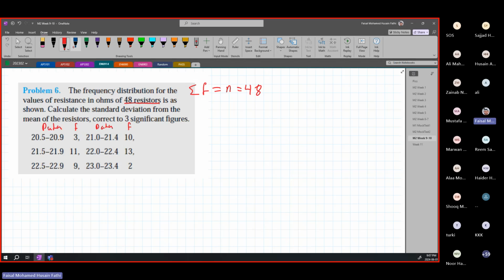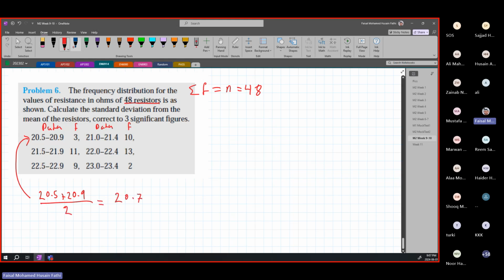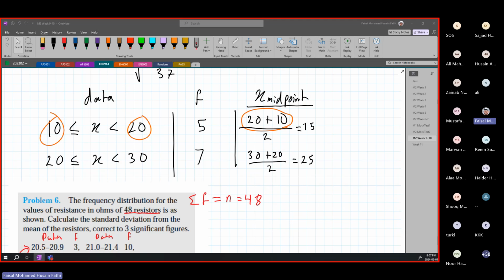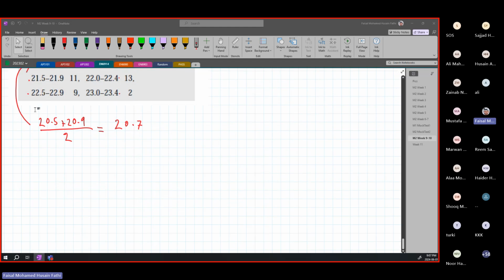All right? What you're going to do here is take the midpoint for this value. So it's going to be 20.5 plus 20.9 divided by 2, which is 20.7. And then you're going to do the same for each and every one of them, and then solve for the standard deviation, the exact same method that we did early on. And it's not the median, it's the average, by the way. This is called the average, not the median.